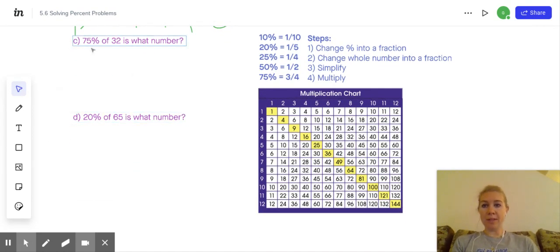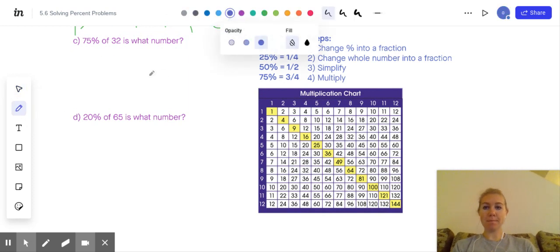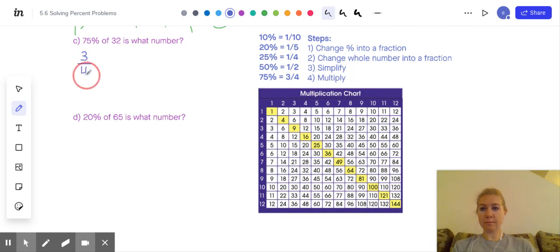Problem C says 75% of 32 is what number? All right, step 1, change percent into a fraction. 75%, let's look, 3/4. Of means times. 32 is our whole number. Is means equals.